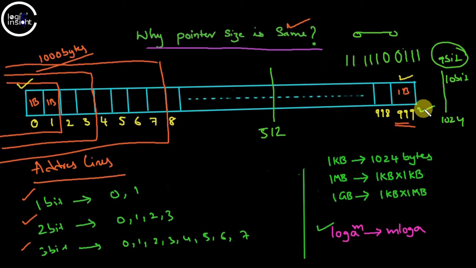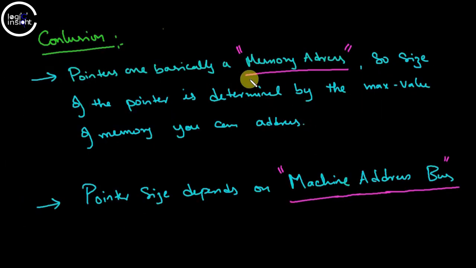The pointer is the one which points to the locations. In order to access the locations, we need to know the size of the address line. We found some size, and that depends on the highest value. For example, if I find the maximum bits required for representing 999, it can easily represent the values below 999. So that is the idea. Pointers are basically memory addresses, so inside the pointers we store memory addresses. The size of a pointer is determined by the maximum value of the memory you can address.